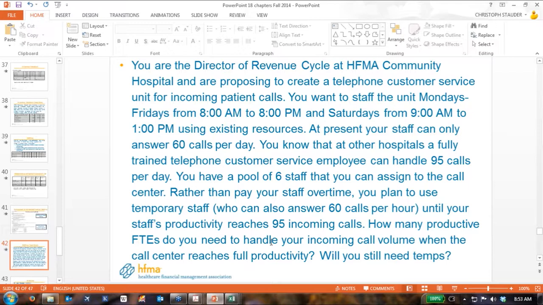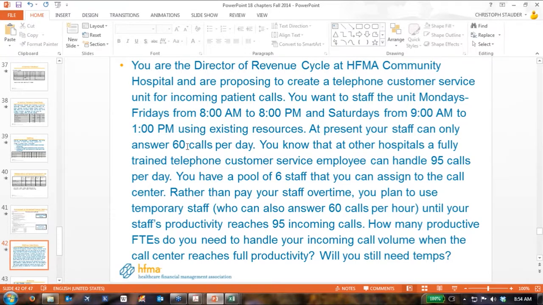So you're the director of the revenue cycle, and you are wanting to create a telephone customer service unit for incoming calls. This is something that you haven't had before in the past. People in collections answered the calls as they were able. You want to bring down the wait times that people spend on hold by staffing your own dedicated unit, and you know that the hours you want patients to be able to call in are 8 to 8. So it's very customer friendly. You also want to give them 4 hours on Saturdays to be able to reach the hospital's business office. So from 9 to 1, you also want to be staffed.